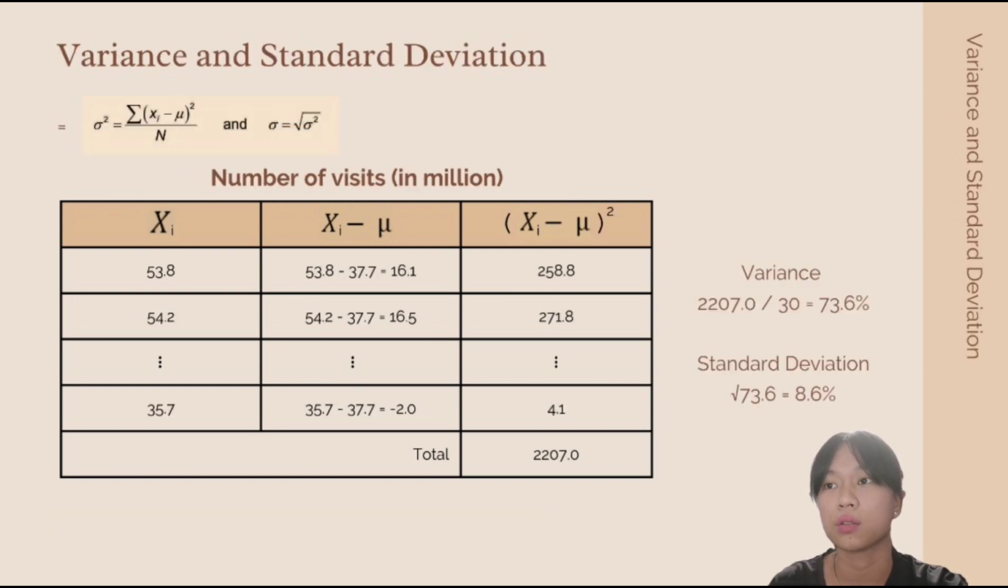Next, to find the variance, we need to calculate the sum of the difference between data point and the mean, then square the answer and divide by the total number of data point. The variance for number of visits is 73.6%. To find the standard deviation, we need to square root the variance to get 8.6%.